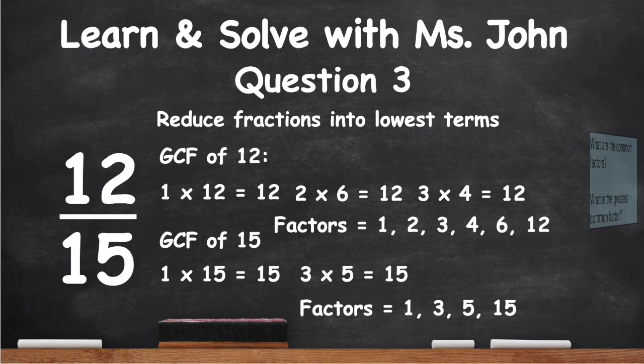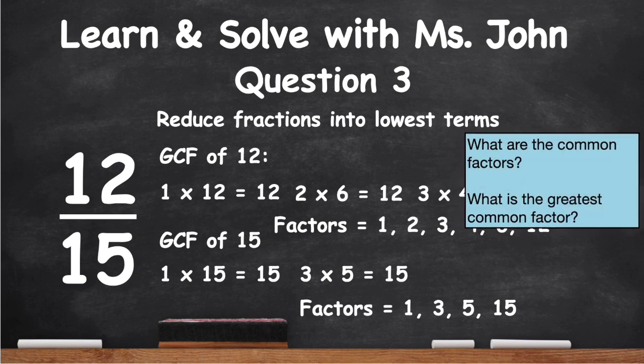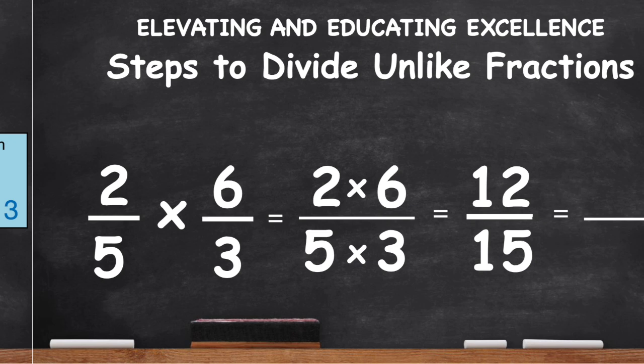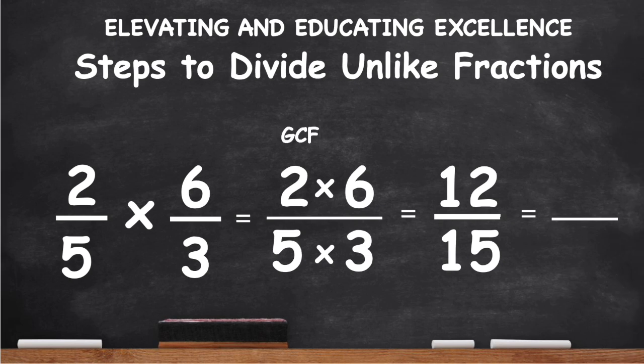So what are the common factors? The common factors are 1 and 3. What is the greatest common factor? The greatest common factor is 3. So now, knowing that the GCF is 3, we're going to do step number 4, which is, if necessary, simplify.